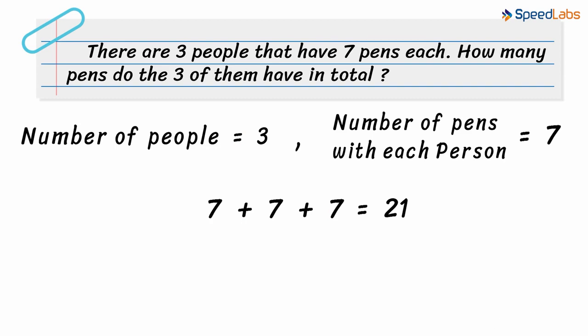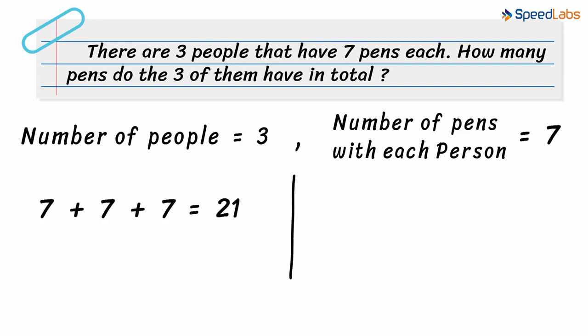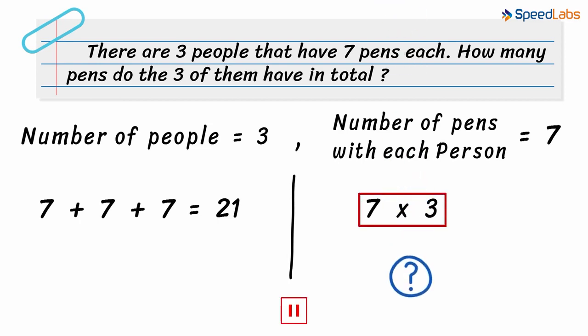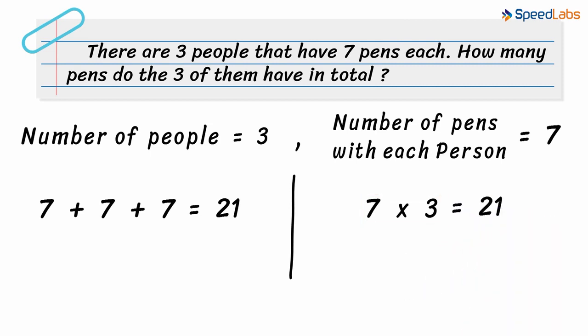Let us look at this in another way. As we have to repeatedly add 7 3 times, we can multiply the number 7 by 3. This sign indicates the multiplication of these two numbers. Can you find the answer for this question? The answer is 21. Correct. Yes, 7 times 3 is 21.